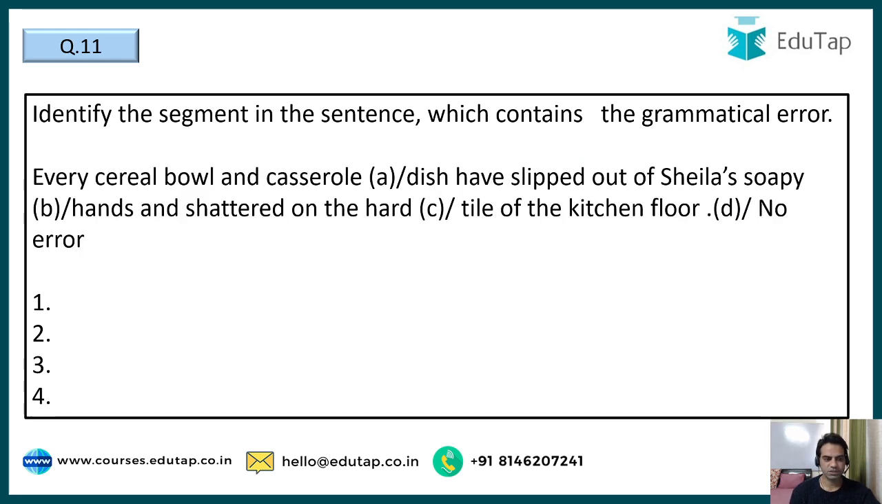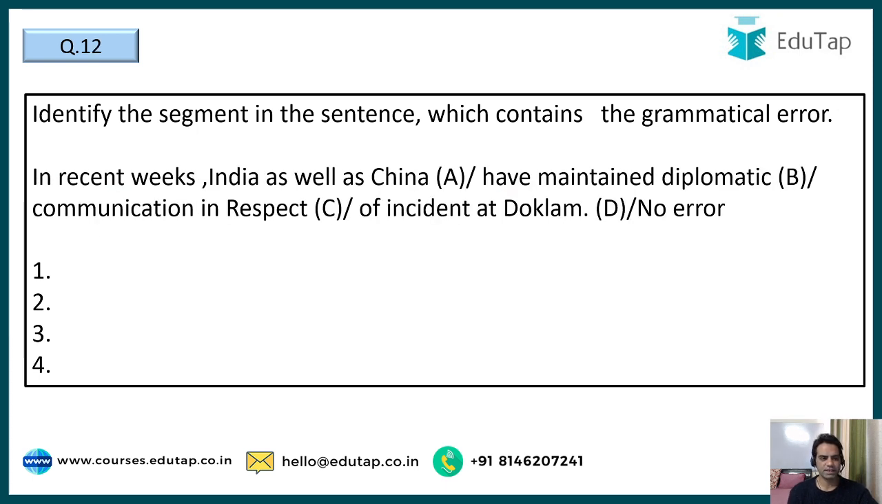Next question, guys. Question number 11. Every cereal ball, see, the first word is "every," that should be singular. Every cereal ball in casserole dish have slipped out or has slipped out. So guys, always remember, whenever we use a singular pronoun or a singular subject, the verb has also to be kept singular. So it should be: every cereal ball in casserole dish has slipped out of Sheila's soapy hands. So the correct option here was option number B. Moving on to the next question, guys.